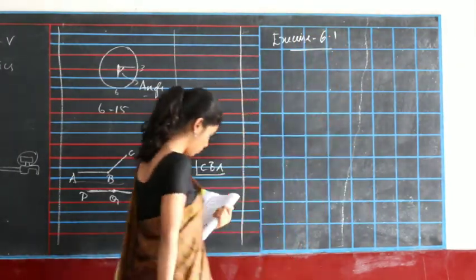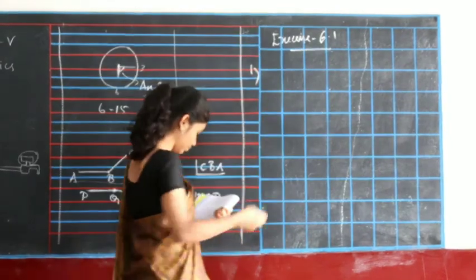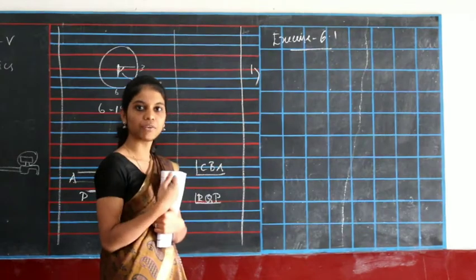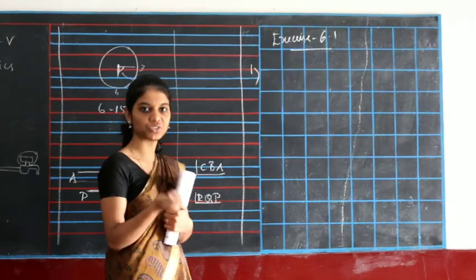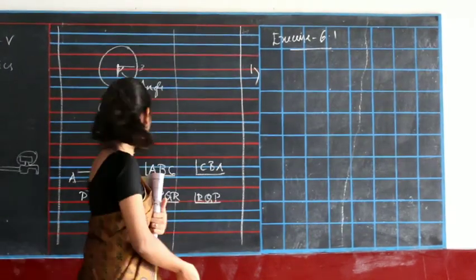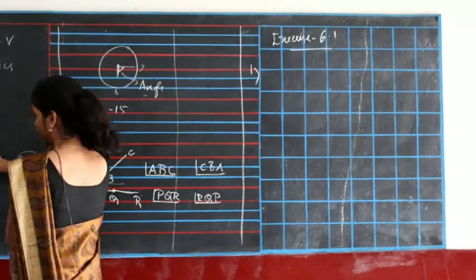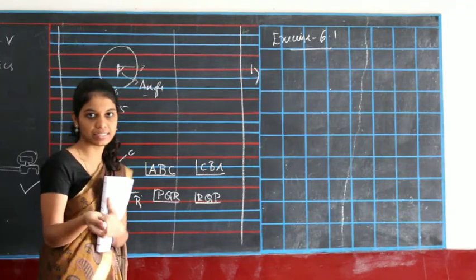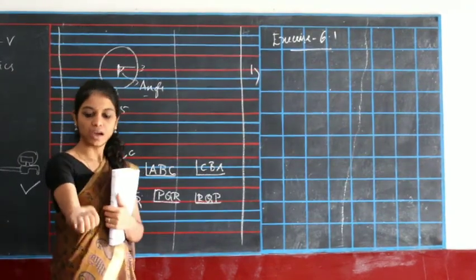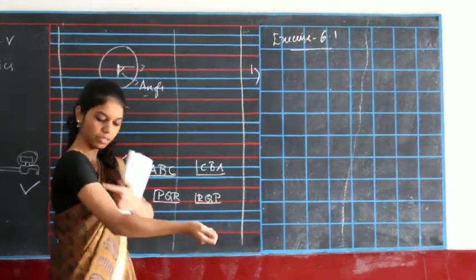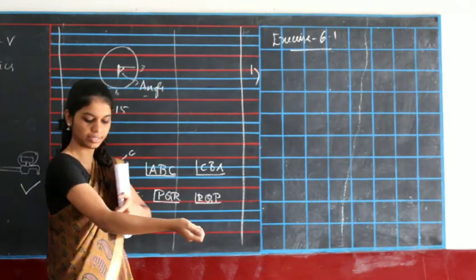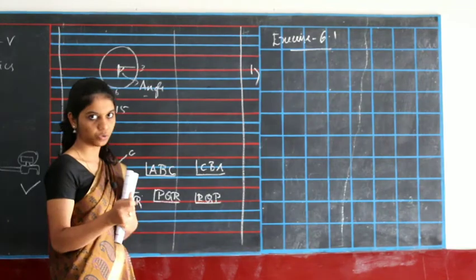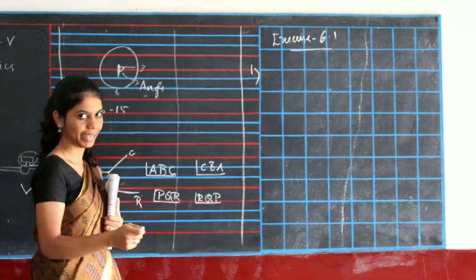6.1. First one, they asked you to look around and find the objects that actually consist of angles. For example, you can say fans, right? Fan, tap, star. Or else even you can keep your hand like this. See, here there is an angle. This is the center point and these are the two straight lines needed to make an angle.